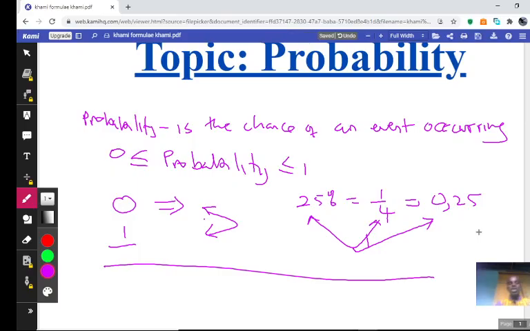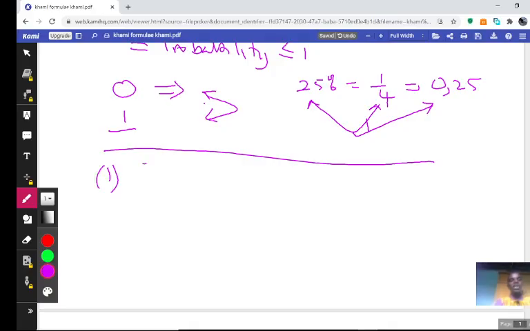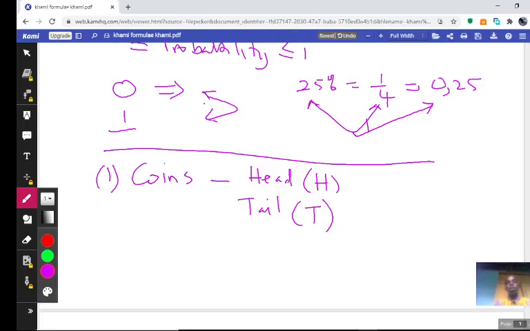Right, then the application of probability. Where, or when, are we supposed to apply the concept of probability? First, probability can be applied to coins. A coin has 2 sides. We have a head, represented by H, and a tail, represented by T. So these are the 2 sides of the coin. It's either a head or a tail.